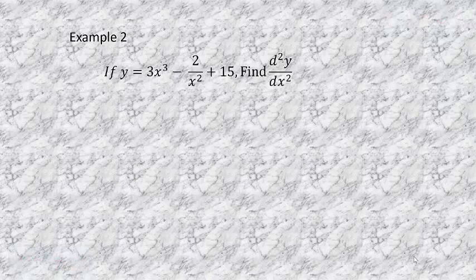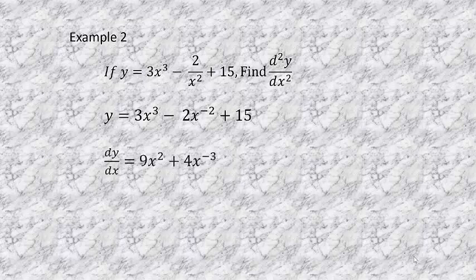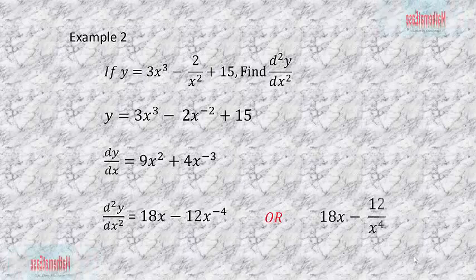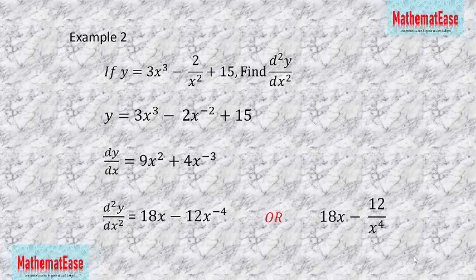Second example. If y is equal to 3x cubed minus 2 over x squared plus 50, we want to find d squared y over dx squared. So let us rewrite the question first. y is equal to 3x raised to the power 3 minus 2x raised to the power minus 2 plus 50. Let us find the first derivative, which is dy/dx. That is 9x squared minus 4x raised to the power minus 3, plus 0 anyway. Then the second derivative will be 18x minus 12x raised to the power minus 4, or you can write the final answer like 18x minus 12 over x raised to the power 4.